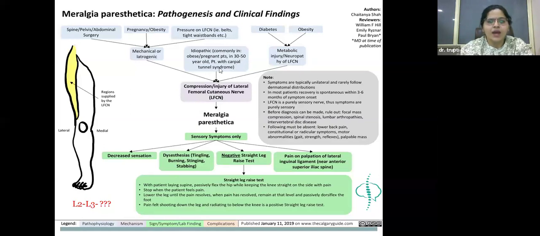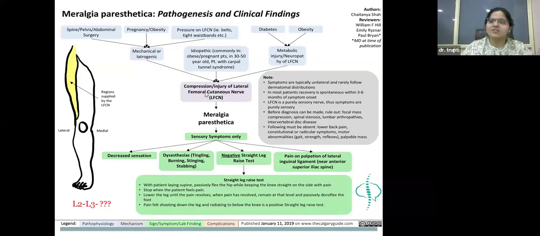And also in patients with carpal tunnel syndrome. All these things can cause a compression or injury of the lateral femoral cutaneous nerve. The injury or compression of this nerve is known as meralgia paresthetica. The nerve is sensory, so it will only show sensory symptoms.